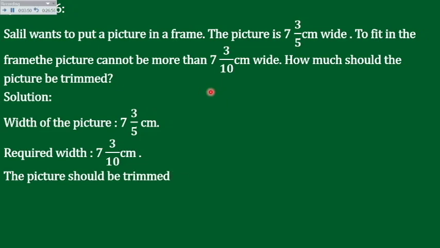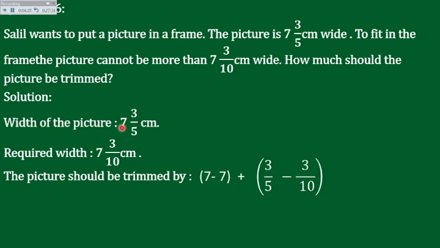Trim means we have to take out some part of the picture to fit it into the frame. So how will you subtract? Basically, how we usually perform the subtraction is first converting these fractions into improper fractions, and afterward performing the subtraction. But here I have used a different method which might be easy for you. You can do this question very easily by this method.